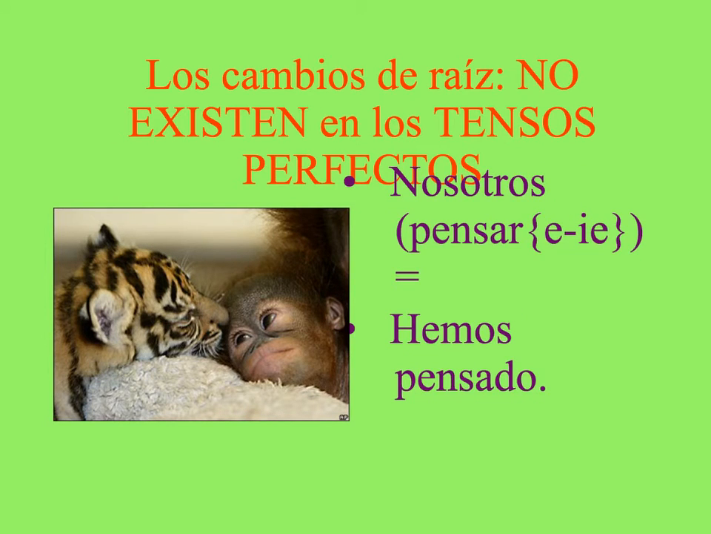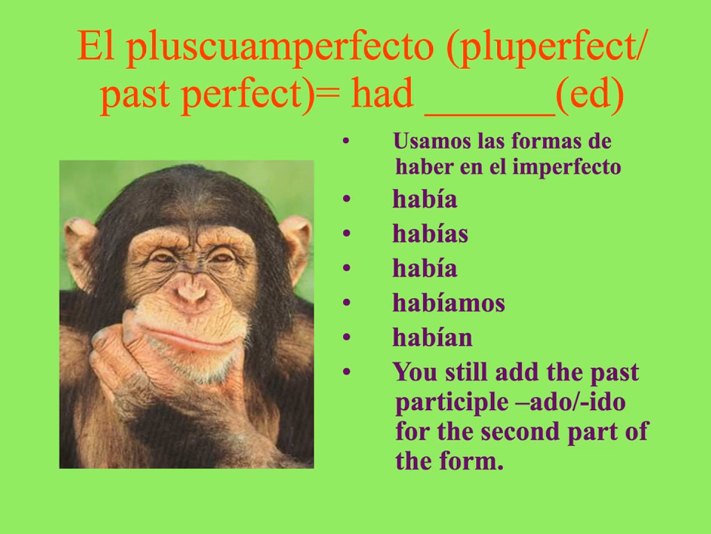Stem changers, here's your thing about stem changers, they do not exist in perfect tenses when we're making that past participle. So that's one less thing you have to worry about. If you see pensar and it's got a stem change, I don't care. It's hemos and then pensado. No change.